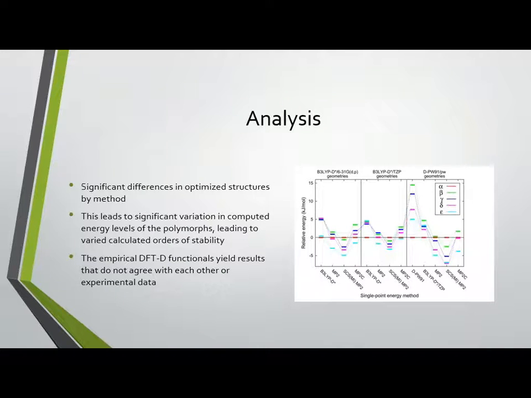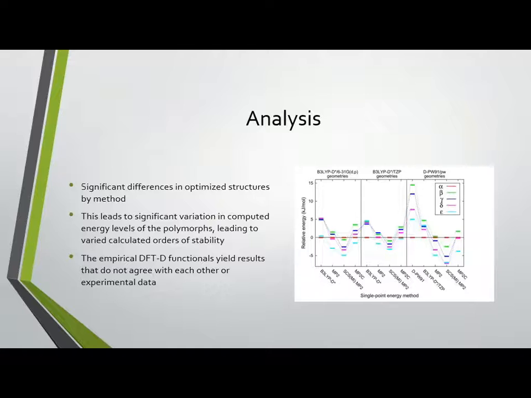Analysis. Going back to the DFT methodologies, there are significant differences in the optimized structure by method, and that leads to significant variations in the computed energy levels of the polymorphs, which leads to a varied calculated order of stability. Just looking at 2 different sets of results, you don't know what the correct order of the stability of these polymorphs is, so which polymorph is more likely to occur.